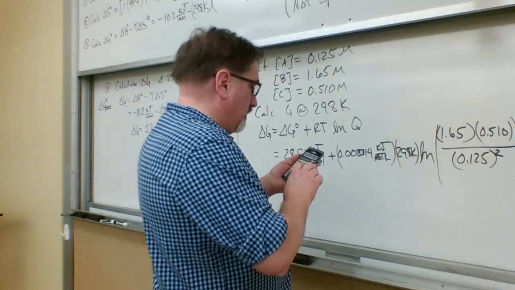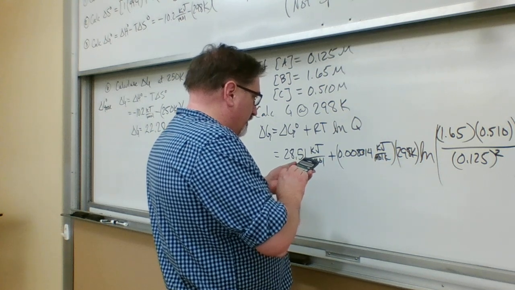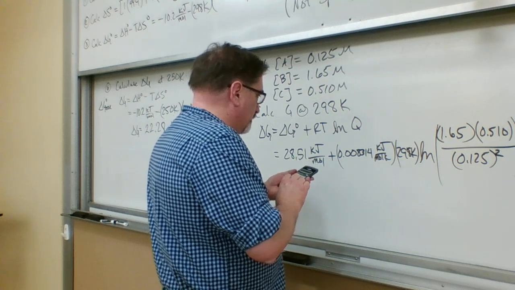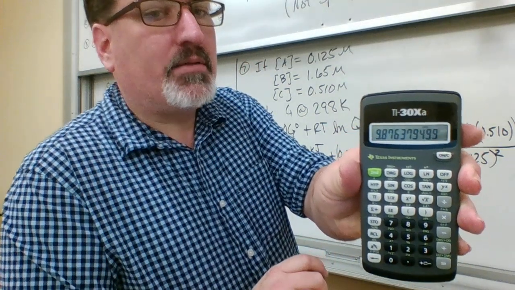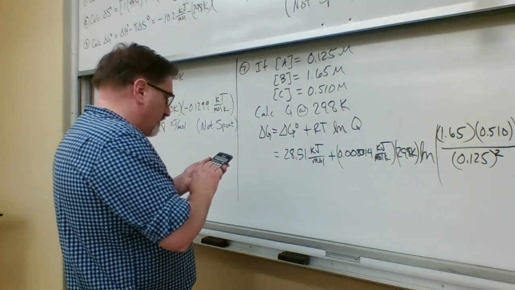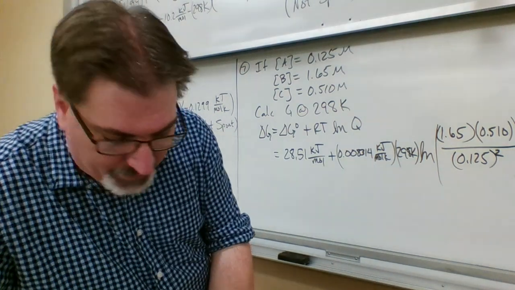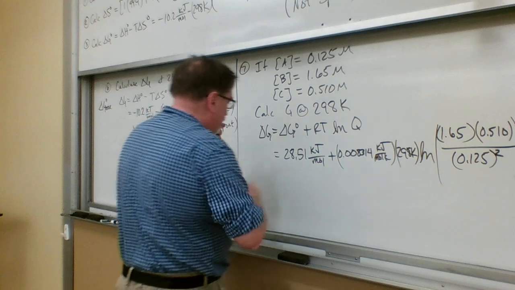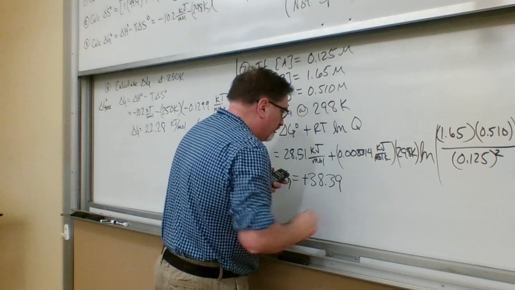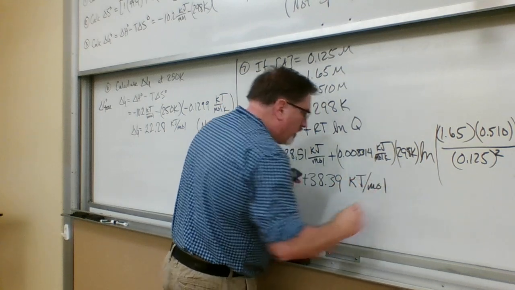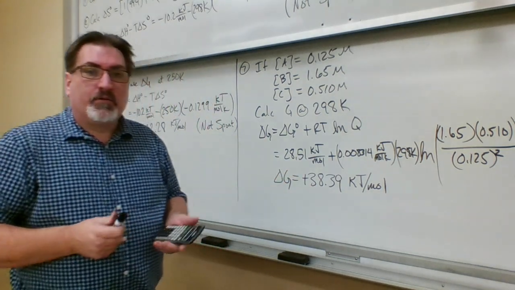3.99 times 298 times 0.008314 equals 9.88, plus 28.51. So I get a value of 38.39 kilojoules per mole. So if you were asked about it, you would say non-spontaneous because delta G is positive.